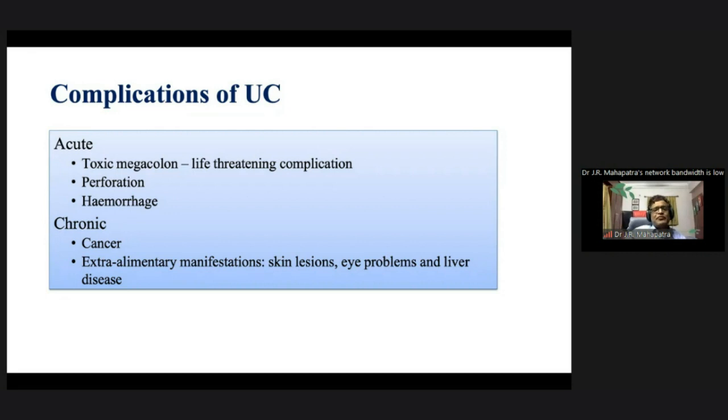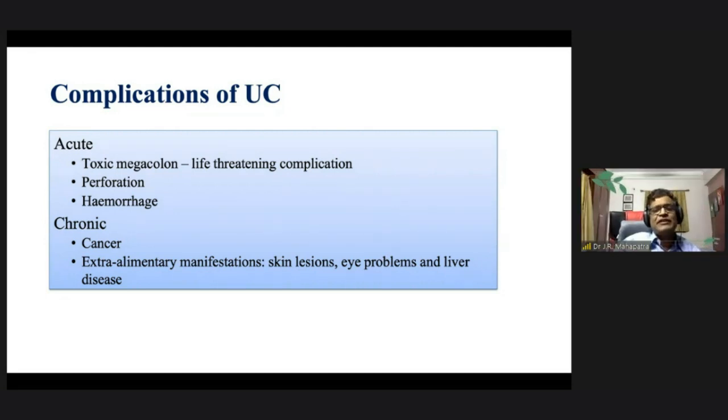Long-standing ulcerative colitis can lead to cancer. Usually these are multicentric because of the dysplasia sequence. Extra-intestinal manifestations include skin problems like erythema multiforme and pyoderma gangrenosum, eye problems, and liver diseases.